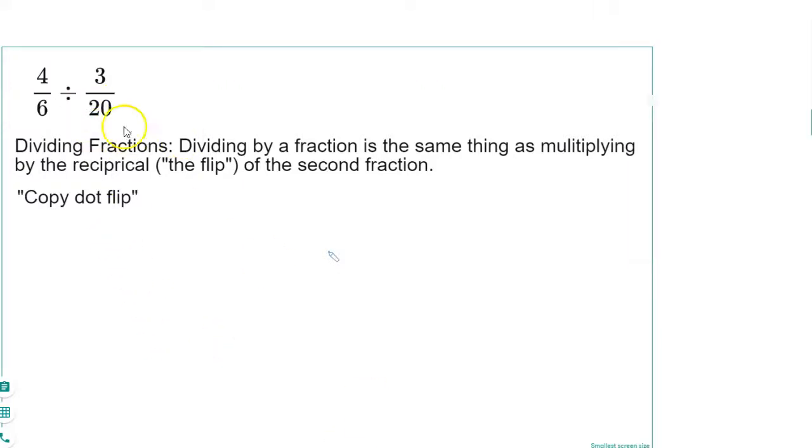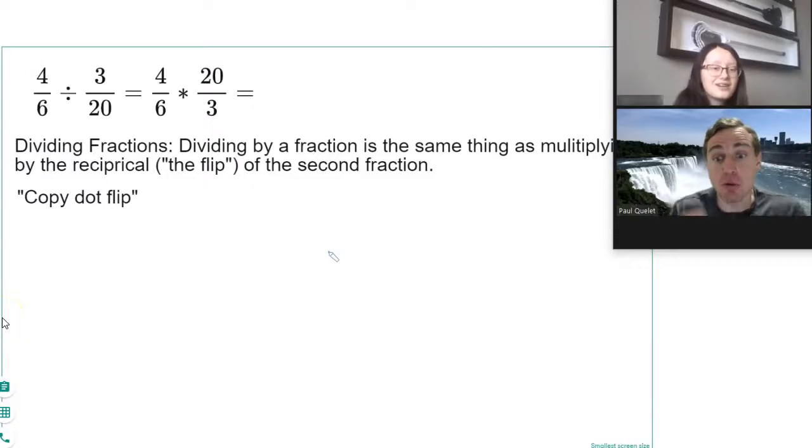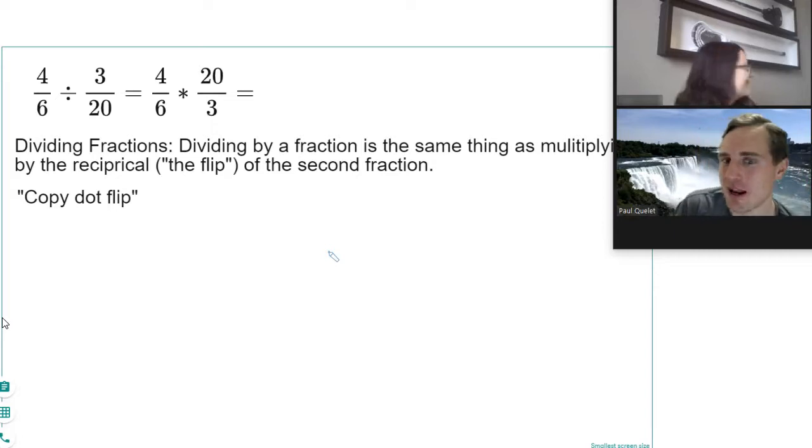Well, it just means we're going to flip the second fraction, and instead of a divide, we're going to have a dot. So what this means is we're going to have 4 over 6, and instead of divided by 3 over 20, it's going to be times 20 over 3. By the way, in algebra, we will definitely need to be able to do this, because we'll sometimes be dividing by entire fractions that have x's in them and variables. So we have to know how to do this, okay?